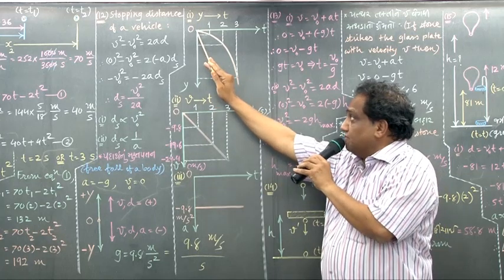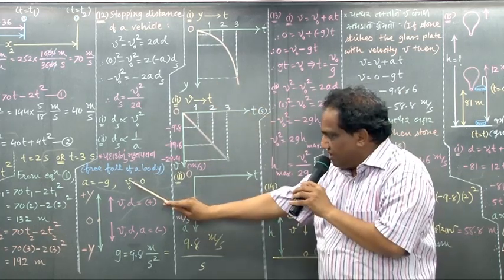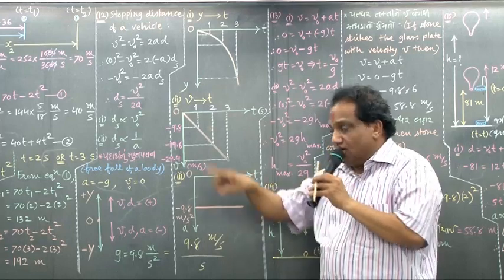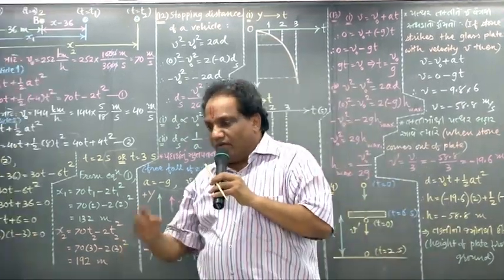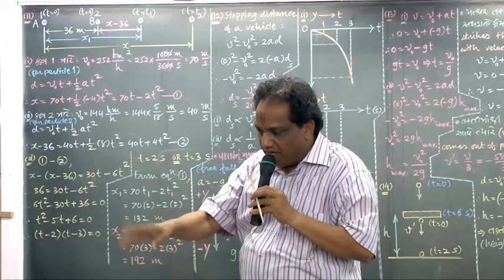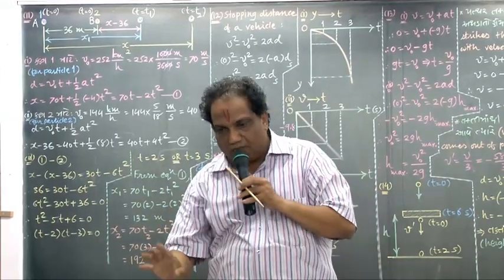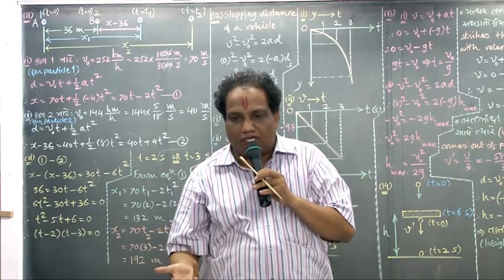Initially, the velocity is 0. At the end of 1 second, what will happen? The velocity will increase by 9.8 meters per second, correct? So 0 plus 9.8. What is the velocity?